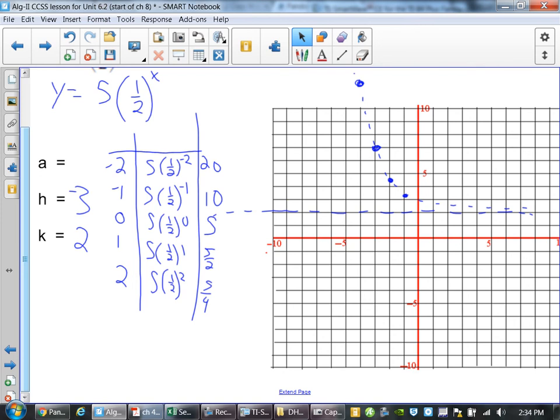And notice your horizontal asymptote also moved to your K value. Now it should be a solid line, but I just cheated by moving my graph.